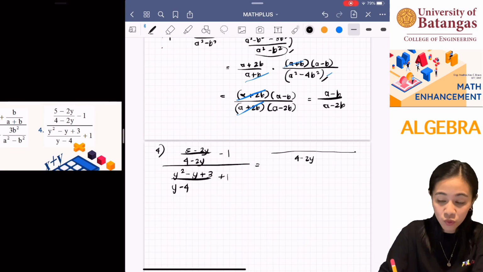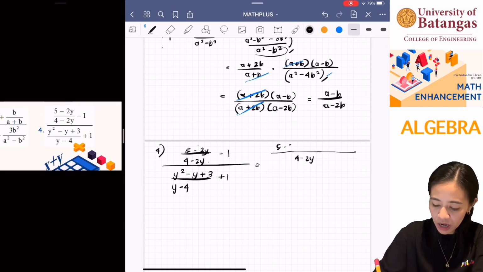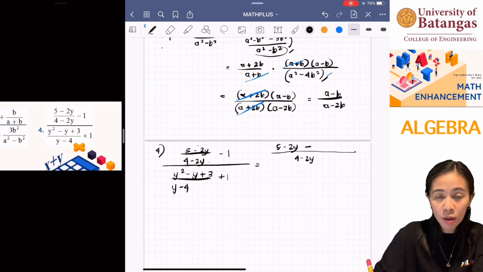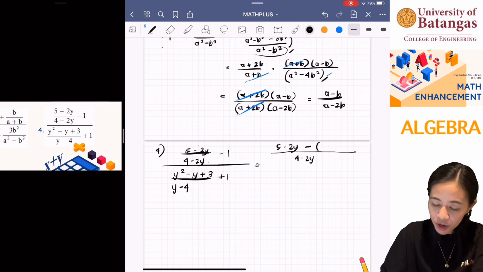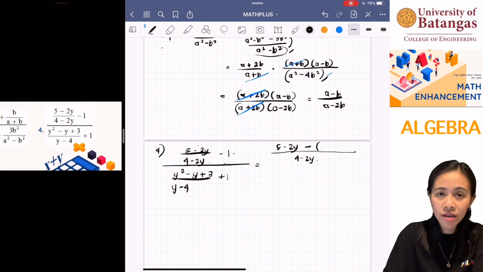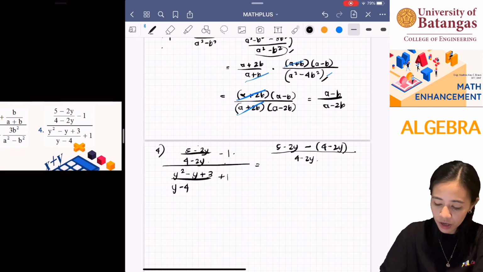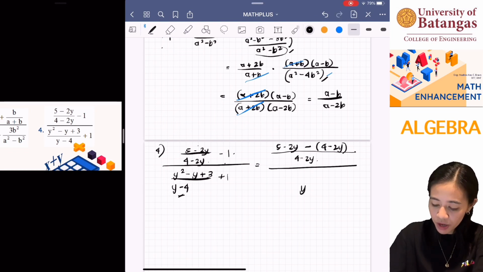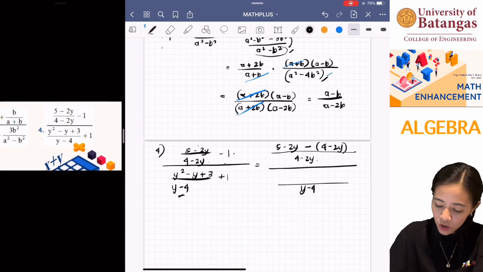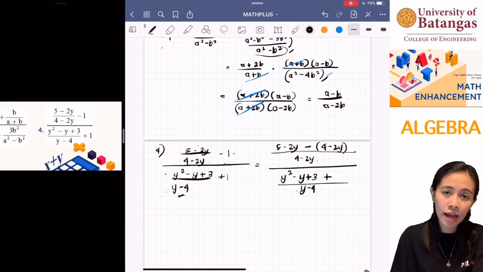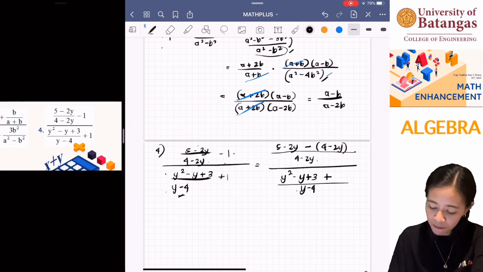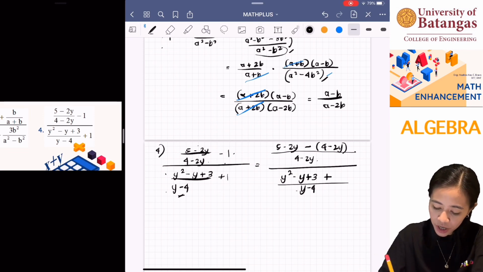Divide 4 minus 2y is 1 times this. So, kaya kinapi na lang natin. Minus, sabi ko pag minus, parenthesis agad. 4 minus 2y, divide 1 times 1. That's 4 minus 2y. Okay? All over this denominator, which is y minus 4. Okay? So, y minus 4 divide y minus 4 is 1 times this. So, you get y squared minus y plus 3 plus, I don't need the parenthesis here kasi plus naman siya. So, y minus 4 divide 1 times 1. So, plus y minus 4.